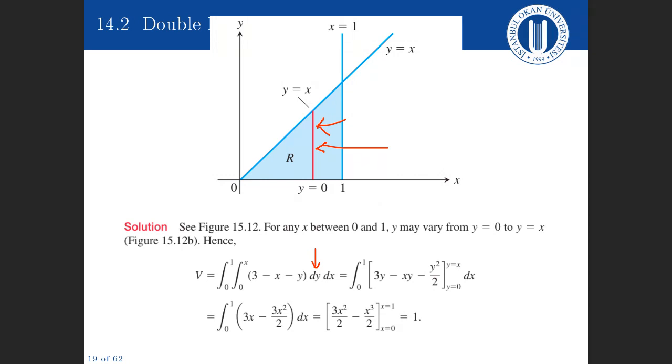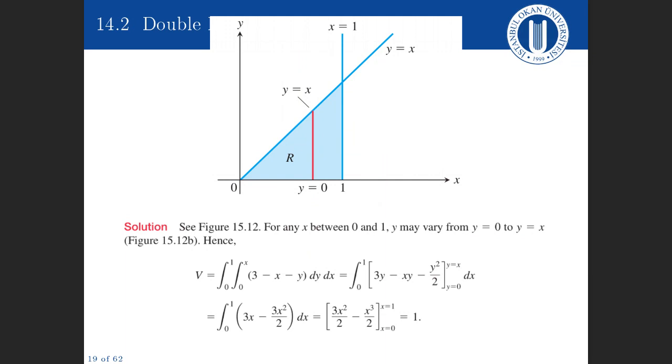The smallest possible y is right down the bottom. Here it is, I'm pointing with the green arrow. The smallest possible value of y is 0. And the biggest possible value of y is going to be at the top. The biggest possible value of y is x. So for our inside integral, the limits of integration are going to be 0 and x.